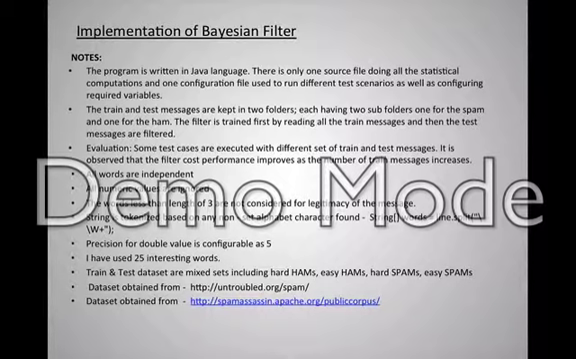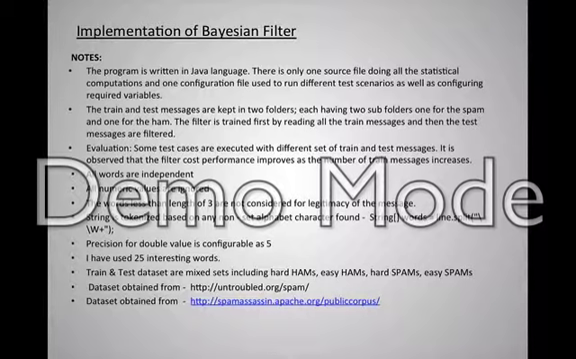So, implementation of the Bayesian filter, here are a few points to note. The program is written in the Java language. The train and test messages are kept in two separate folders, each having two subfolders, one for spam and one for ham. And it is observed that the filter's performance improves as the number of train and test messages increases. All words are independent. All numeric values are ignored for computing probability. Words less than length 3 are not considered. The string is tokenized based on non-word characters.